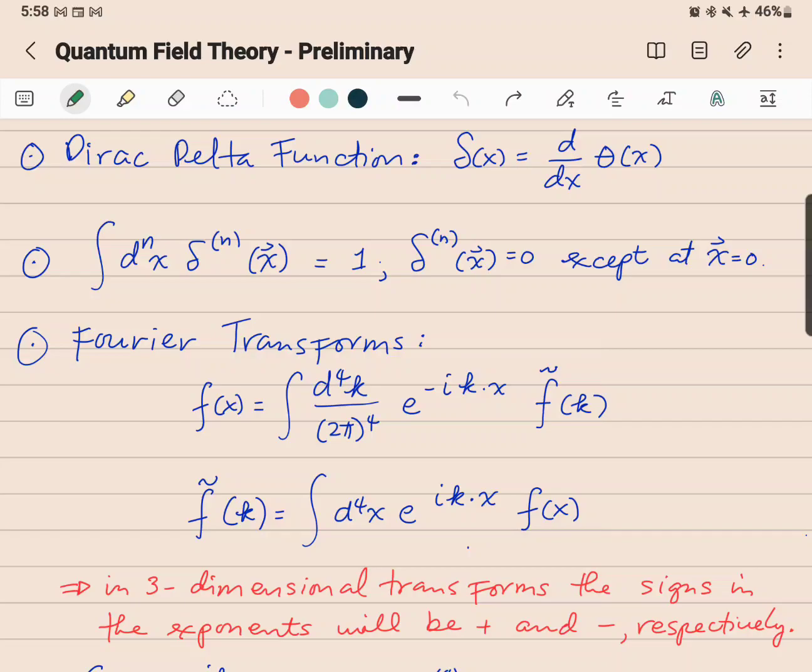By the way, if you have a Dirac delta function of n dimensions, it should also be integrated in n dimensions to give 1. By the way, the Dirac delta function is 0 except at x equals 0 for this particular delta function. But for x equal to 0, the value of the Dirac delta function is infinity.